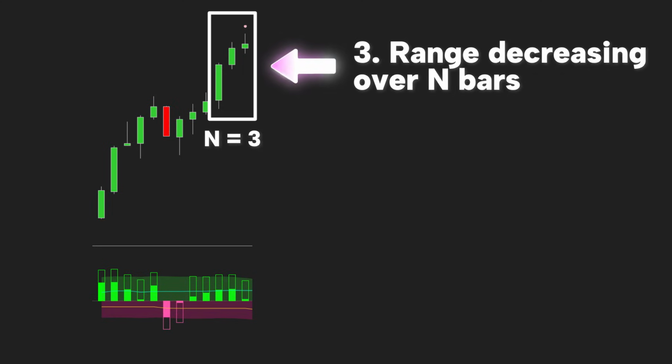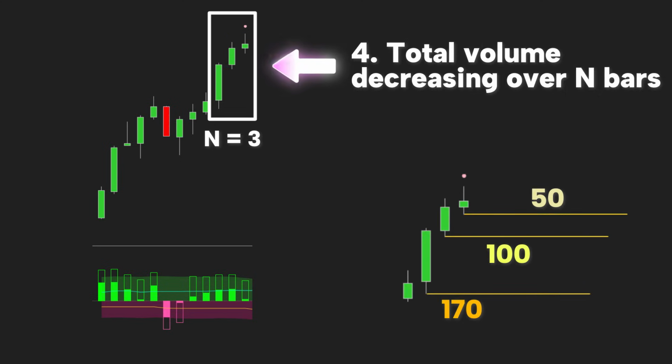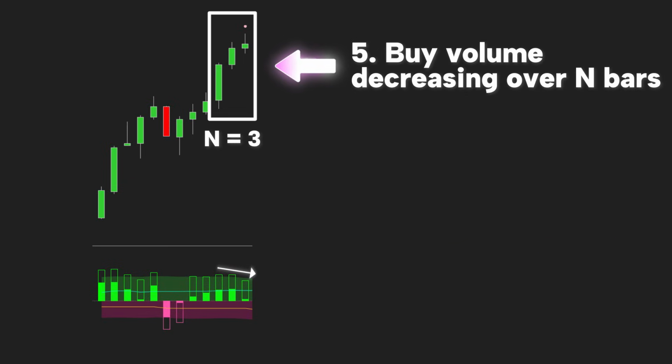Similarly, the full range of the 3 candles in this cycle must also be decreasing, showing that traders are no longer willing to buy at higher prices and are trading within a narrower range. Next, the total trading volume of the candles in this cycle must also be decreasing, indicating that market participation is weakening. Next, the buy volume must also be decreasing.